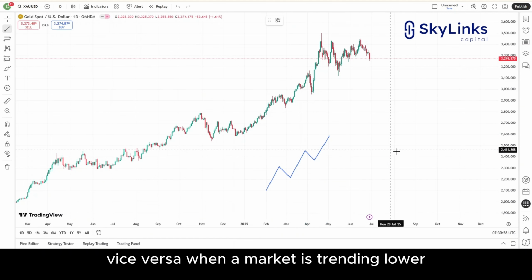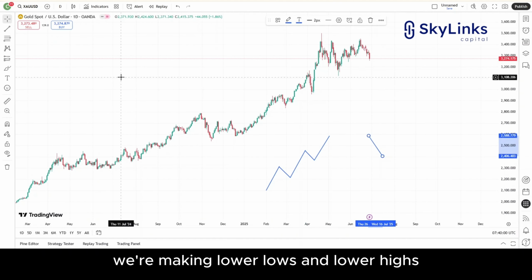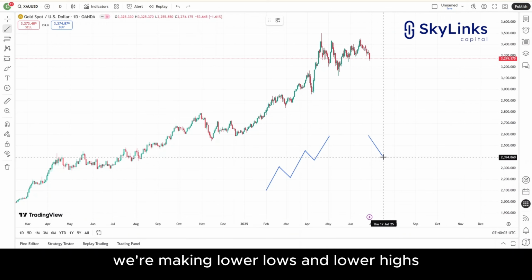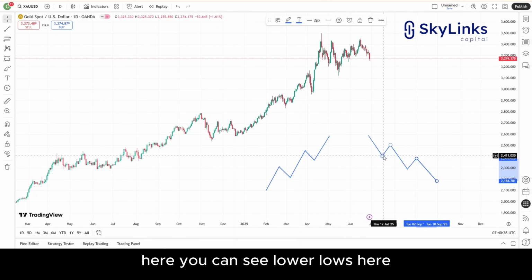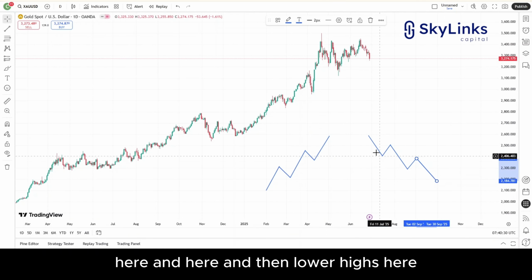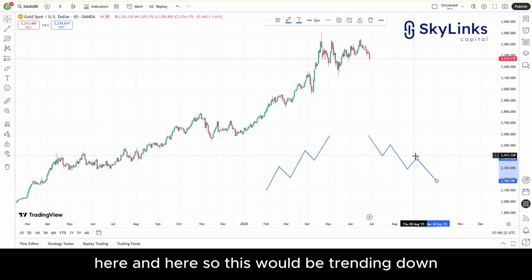Vice versa, when a market's trending lower, we're making lower lows and lower highs. Here you can see lower lows here, here, and here, and then lower highs here, here, and here. So this would be trending down.